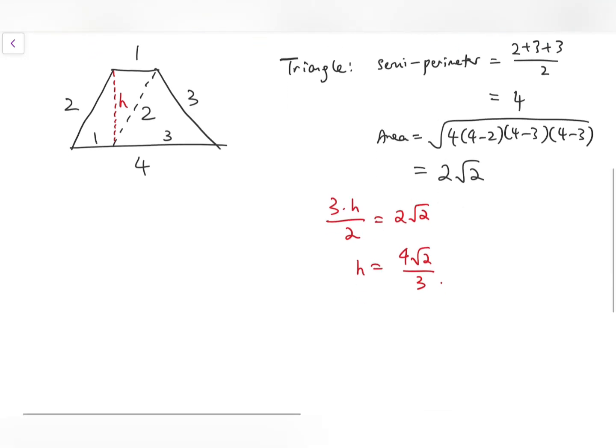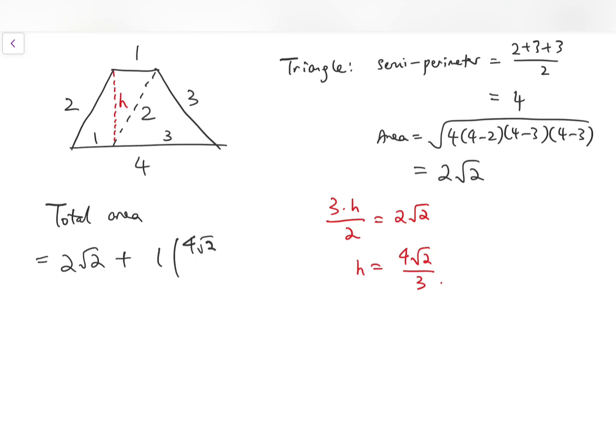So therefore, our final answer, the total area, is 2 root 2, the area of the triangle, plus 1 times h, which is 4 times root 2 over 3. And you simplify that, and our final answer is 10 times root 2 over 3.